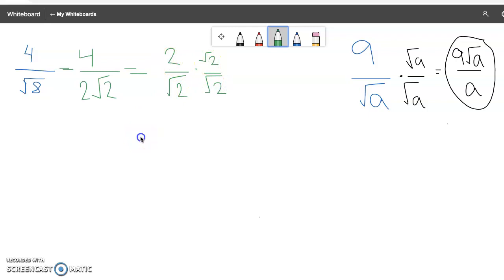2 times root 2 is just 2 root 2. Root 2 times root 2 is 2. And notice we're right back where we were in the last problem. The 2's cancel each other out, and you're just left with radical 2. Many of your homework questions will probably have you simplifying at some point, but if they don't, you can just go right ahead and multiply by the radical in the denominator. Please take these notes down or pause the video and even reference Khan Academy. I think it's a great resource to use.